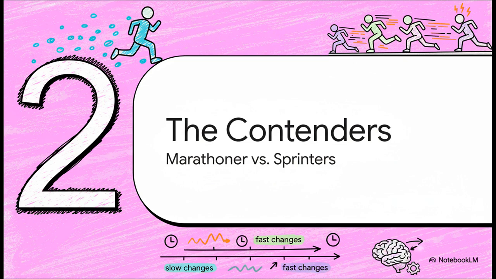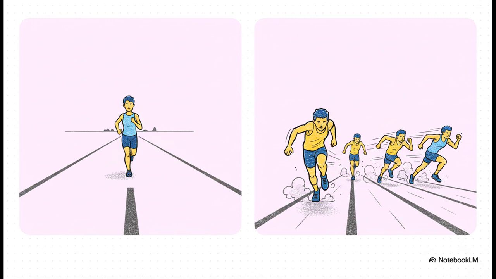And a great way to think about them is as two different kinds of athletes. You've got a long-distance marathoner on one side and a team of super-fast sprinters on the other. So on one side, you've got the marathoner. This model is incredibly thorough. It learns from a long, deep history of data to build this really stable and comprehensive understanding. Its big weakness? It's slow. It's not great at reacting to sudden changes.